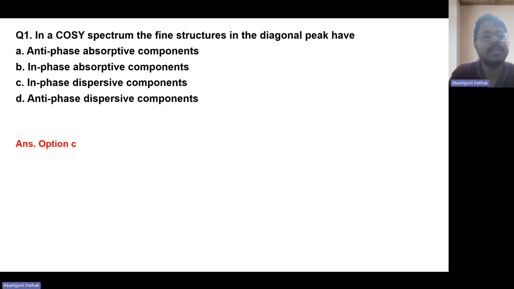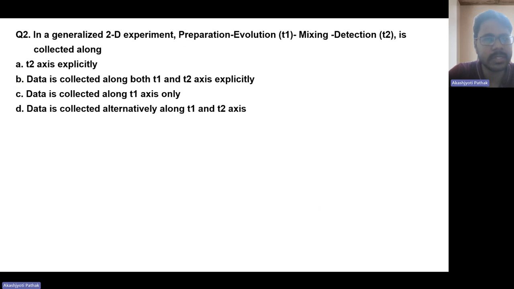Yes. So the correct answer is in-phase dispersive component. Direct questions like this, if you just understand the concept, the diagonal peaks and what fine structures will be present in the diagonal peaks. So these are direct questions. Then this is another question.